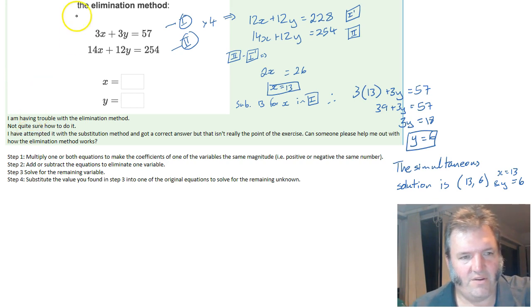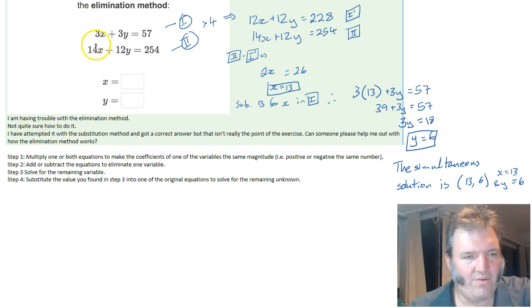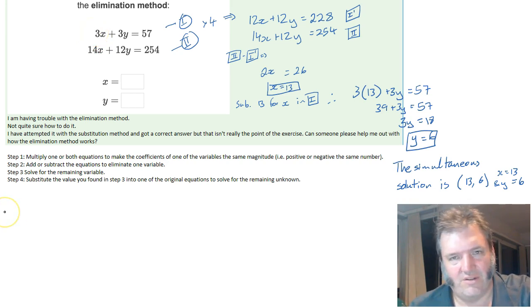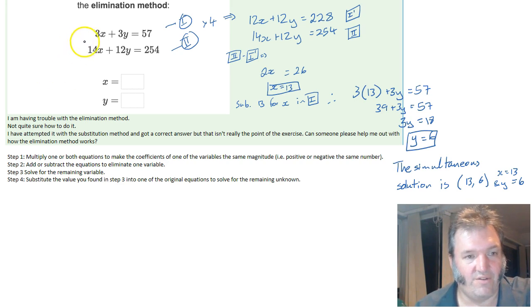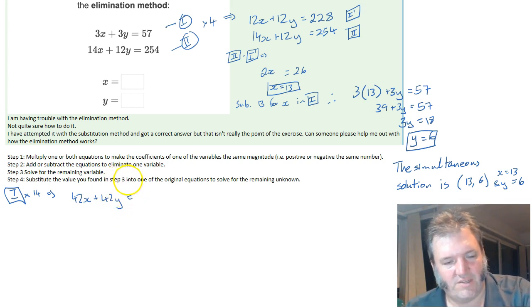Let's do it again. This time I'm going to equate the coefficients of x. 3 and 14. 3 is prime. It's not a factor of 14, so I just got to find the product of them, which is 42. So the first equation, I'm going to go equation 1, and this time I'm going to multiply it by 14 to get a 1 prime. And if I did that, I would have 42x plus 42y equals 1457. So what's that?